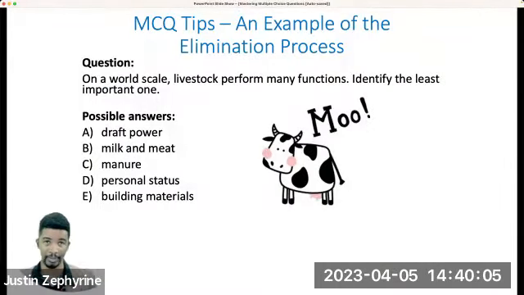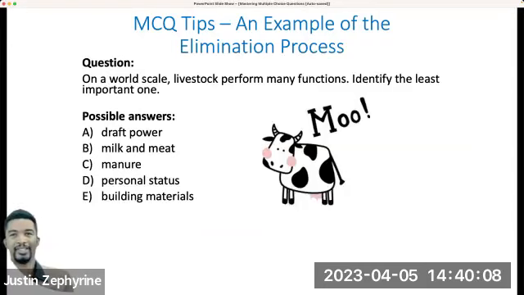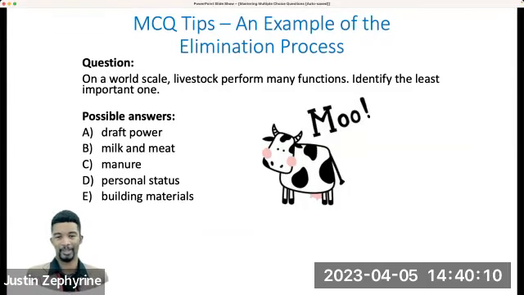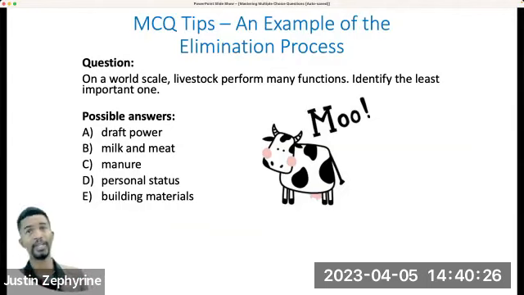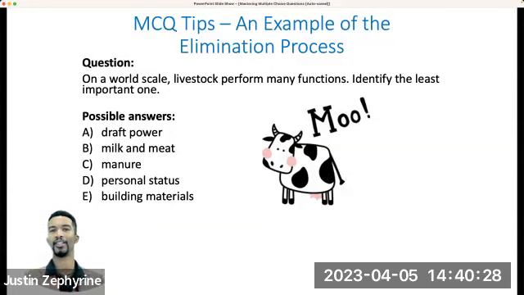Next, we have an example here. I did these examples to give you some experience in eliminating and handling a multiple choice question. So here's the question. On a world scale, livestock perform many functions. Identify the least important one. The possible answers are draft power, milk and meat, manure, personal status, or building materials.